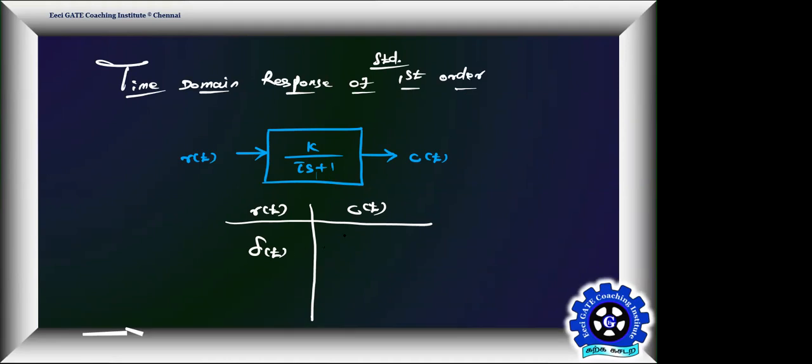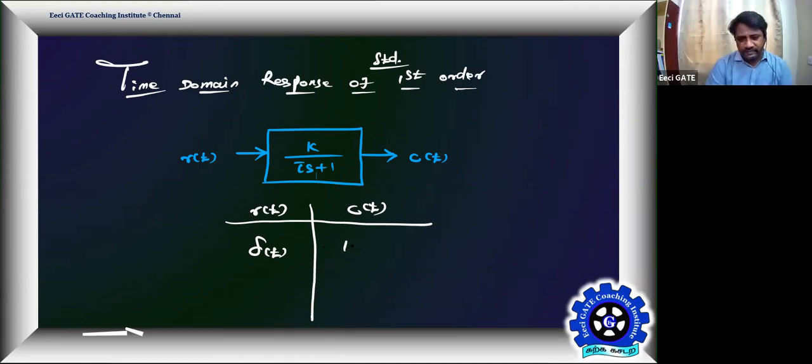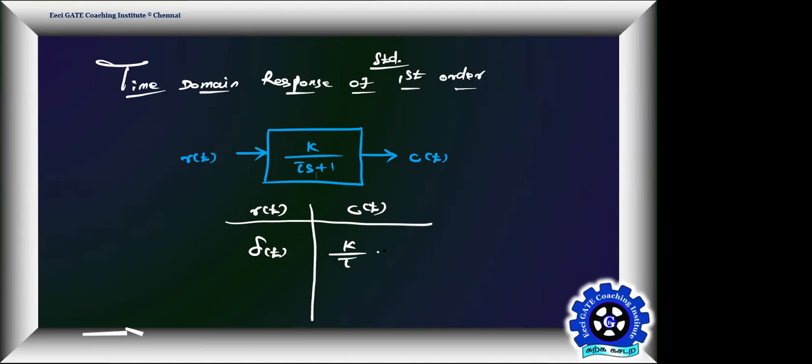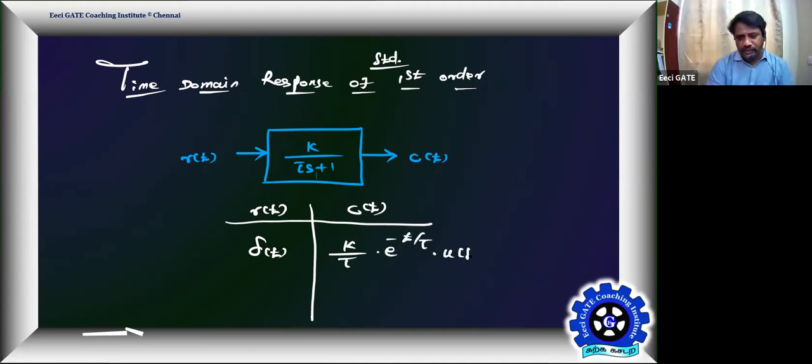Yes, del of t is input. What is the output? K by tau e power minus t by tau into u of t. Where is the pole of the system? Is the system stable, assuming tau is greater than 0? Tau is a positive parameter, a real parameter, greater than 0.